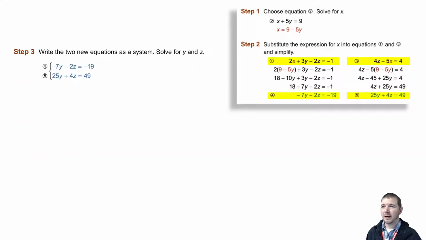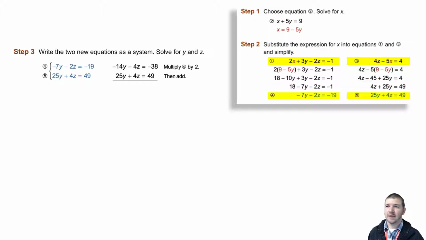So step 3, we'll write the two new equations as a system and solve for y and z. Here are equations 4 and 5. And notice if we multiply equation 4 by 2 and then add equations 4 times 2 and equation 5, our z's are eliminated and we end up with 11y equals 11, or y equals 1.